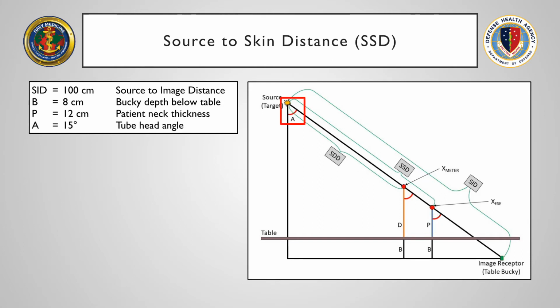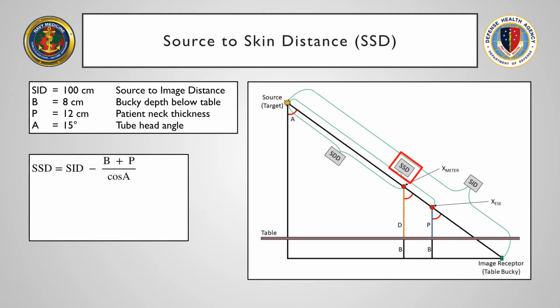So to find the source to skin distance, we need to subtract the hypotenuse of the smaller triangle from our source to image distance. So the right side, perpendicular side of that triangle is 8 centimeter bucky depth plus 12 centimeter patient neck thickness. So 100 centimeters source to image distance minus 20 centimeters divided by the cosine of 15 degrees gives us 79.29 centimeters source to skin distance.